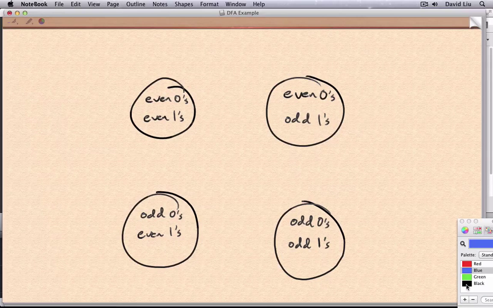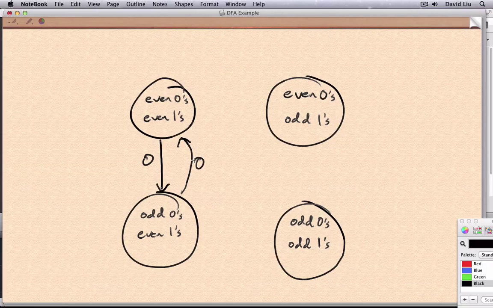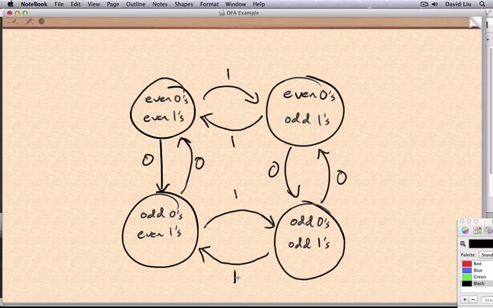So first of all, let me try drawing in some transitions. And you might notice that with these state invariants, it's actually quite easy to draw transitions, because I know that, for example, if I have an even number of zeros and an even number of ones, if I read in a 0, then I'm going to end up with an odd number of zeros and an even number of ones. And similarly, if I'm at that state and I read in a 0, then I go back to an even number of zeros. So I'll just skip ahead to having drawn in all the transitions.